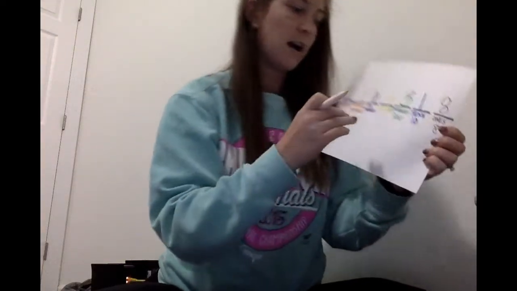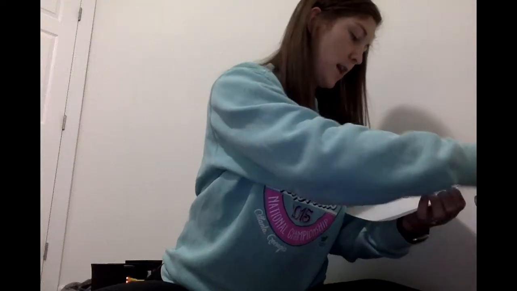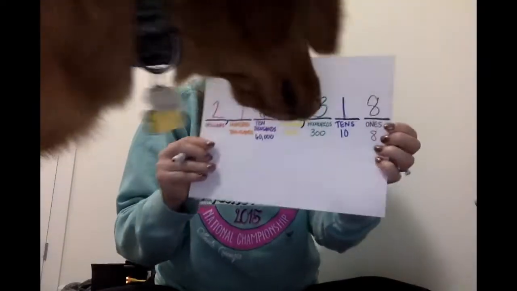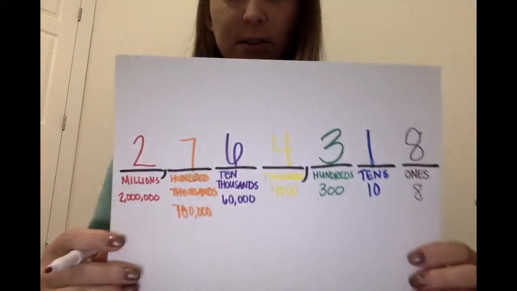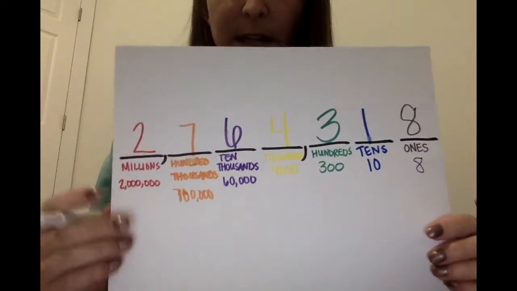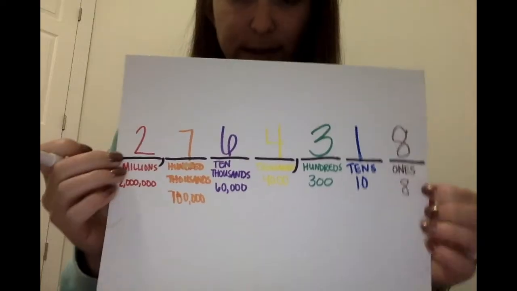Then we have the 4 right here. The 4 in the thousands has a value of 4,000. We have the 6 in the 10,000s. It has a value of 60,000, just like that. Maybe if you can see. So then we have the millions, and the millions looks just like that. Our biggest place on here is millions, and our smallest place on here is our ones.